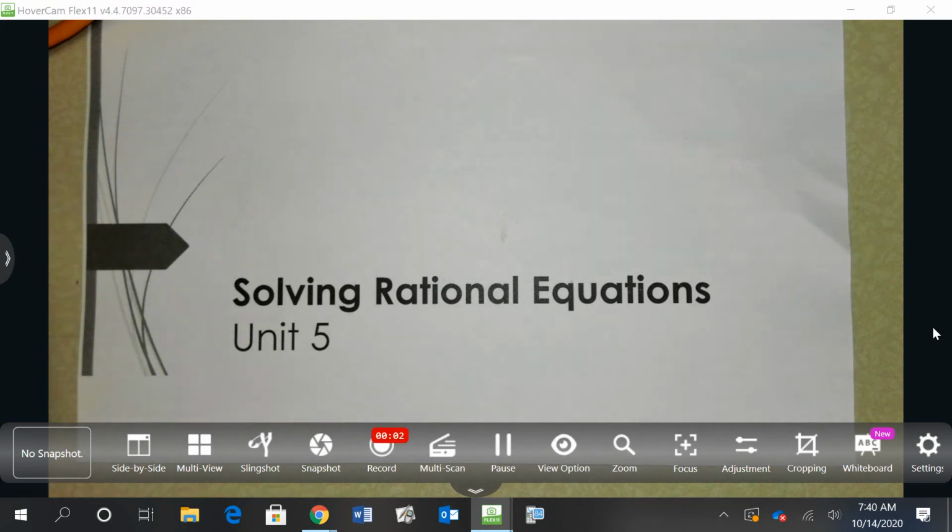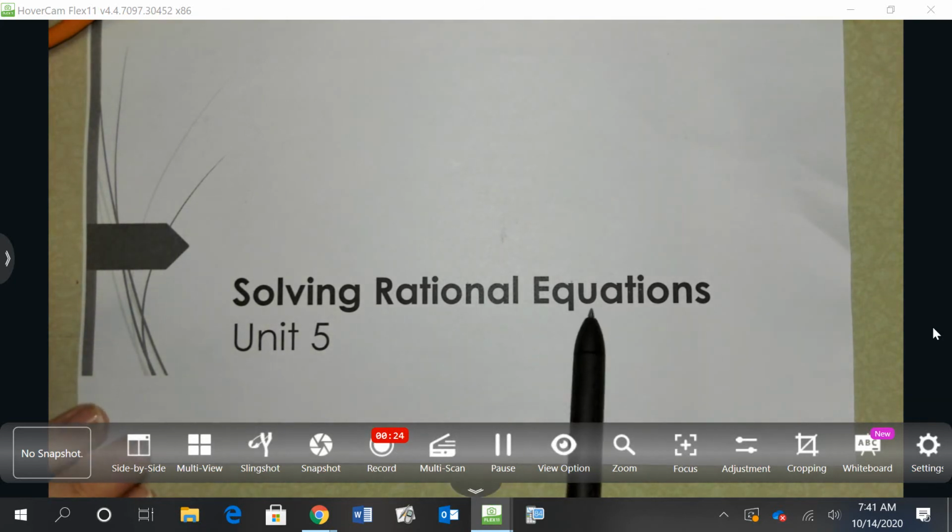So this is the second major learning concept in Unit 5. The first learning concept was how do we simplify rational expressions, and we worked with adding and subtracting and multiplying and dividing and factoring those expressions to simplify them. This is the second major concept, and it's how do we solve rational equations.